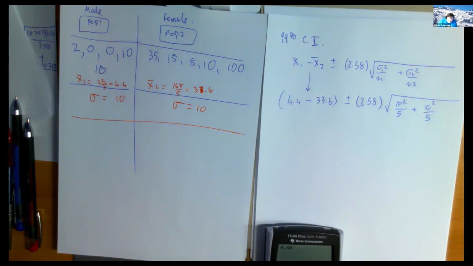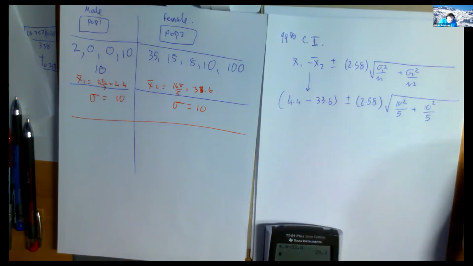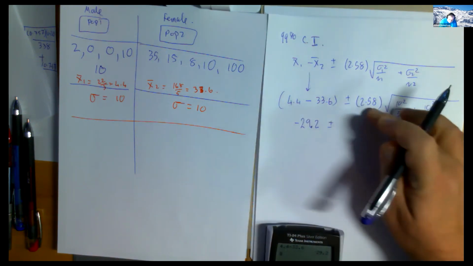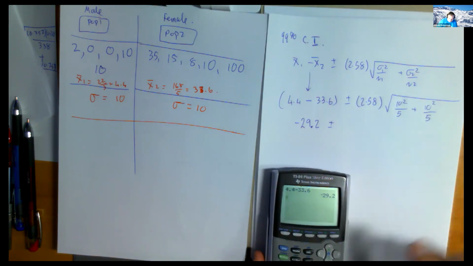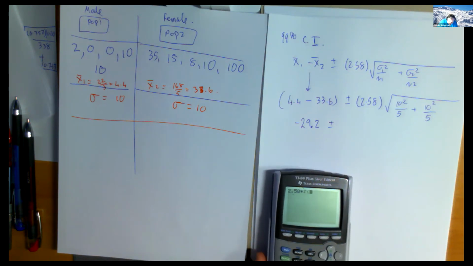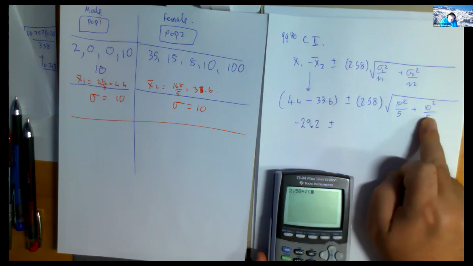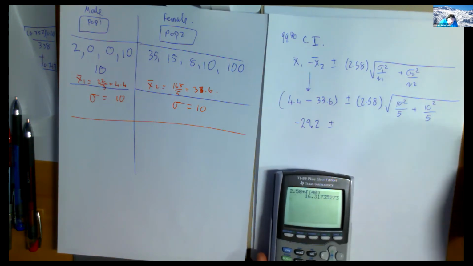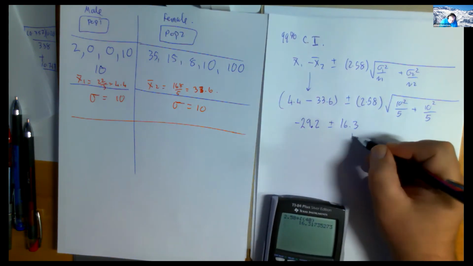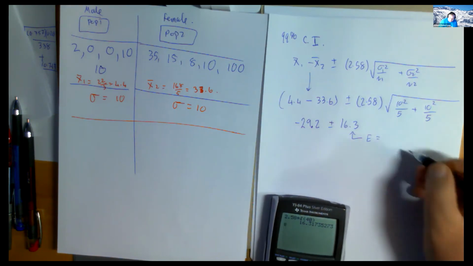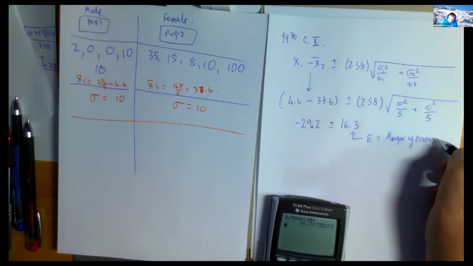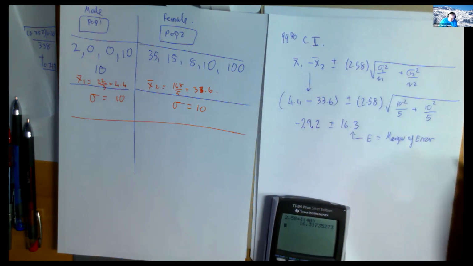If you do 4.4 and you subtract 33.6, you get negative 29.2. This calculation here is 2.58 times the square root of, well, I know that's 100, so that's 20 plus 20. Let's just cut the corners and get to the answer. It's going to be 16.3. By the way, that's called the margin of error, right? No matter what calculation you're doing, this bit after the plus or minus is always called that.